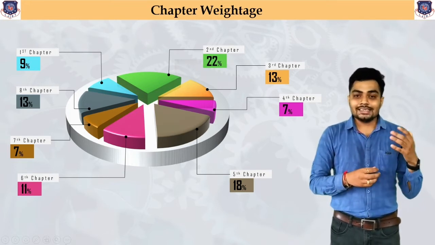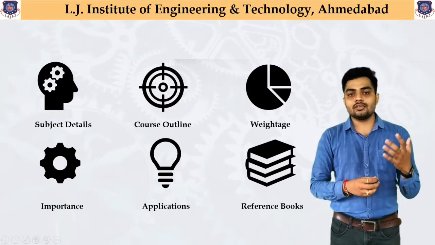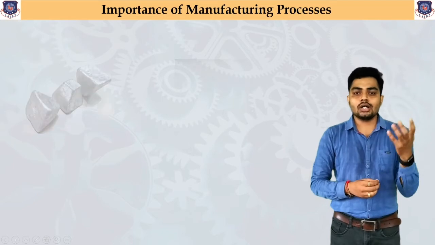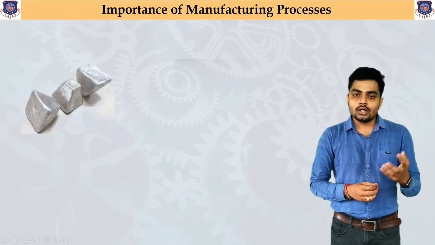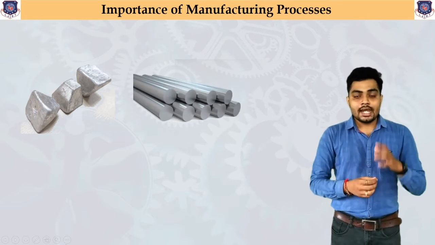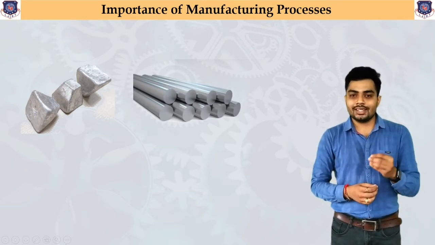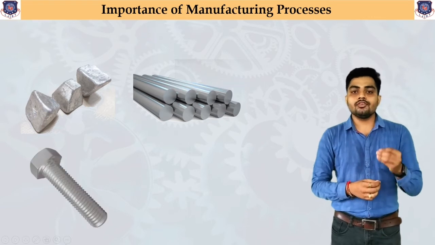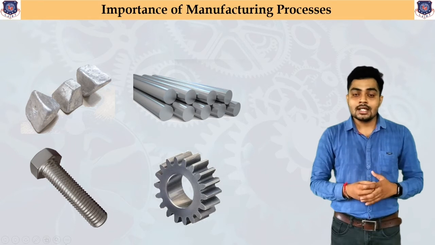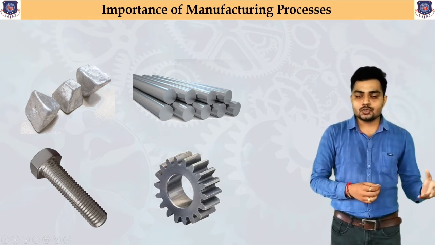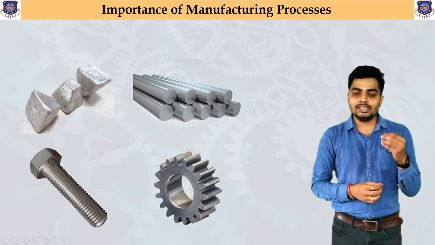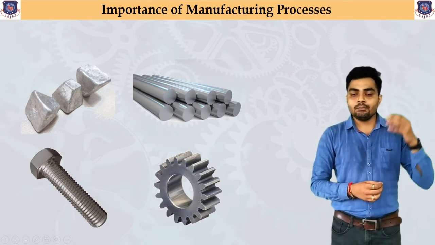Now let us understand the importance of this manufacturing process subject. Let's see, if you have a block of irregular shape available, or cylindrical workpieces of different shape and size, and from that you want to manufacture a screw or a bolt, or a gear, how can you manufacture those components? To manufacture that screw or gear, different machining operations need to be performed, which you are going to study in particular topics.